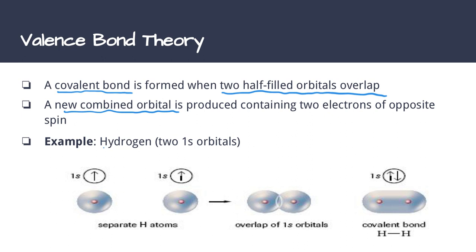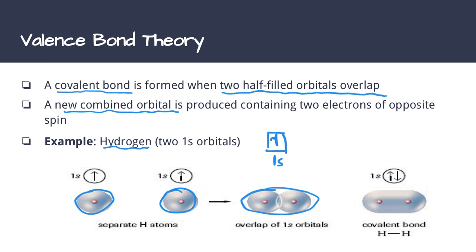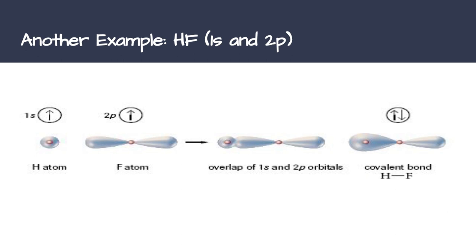So for example, if we took hydrogen, hydrogen has just one electron in its 1s orbital. So if we take two hydrogens, we know that they form a covalent bond, each having one electron in a 1s. So when the two 1s orbitals overlap, this is what the covalent bond looks like, and it would then have a fully filled 1s orbital, with one electron coming from one hydrogen and one electron coming from the other hydrogen.